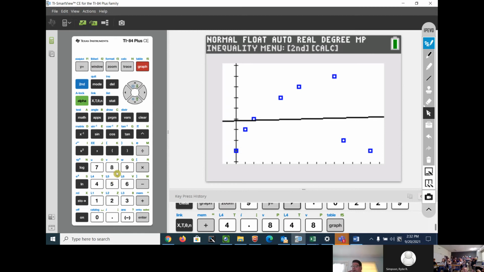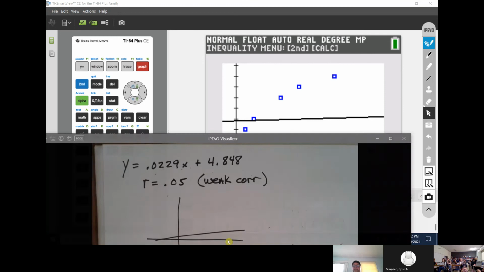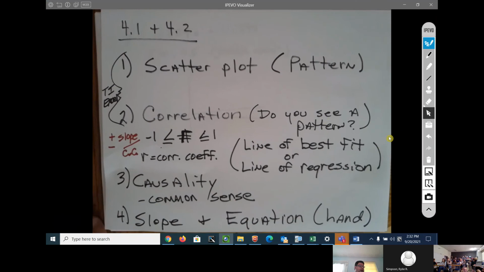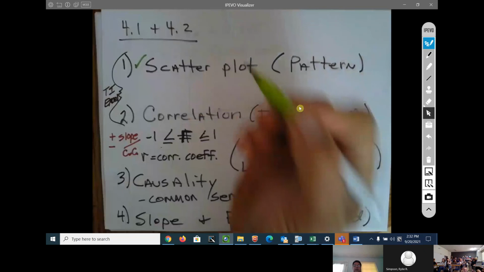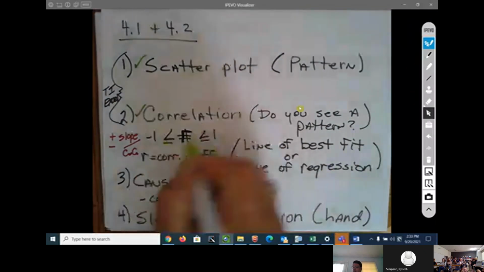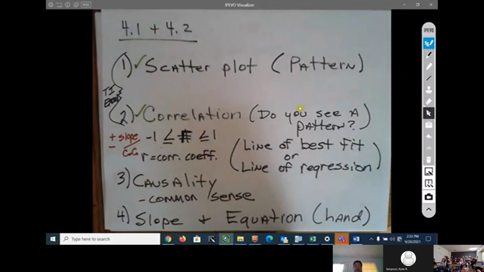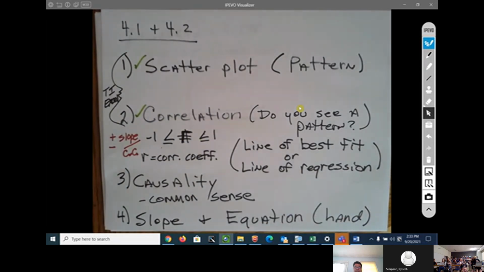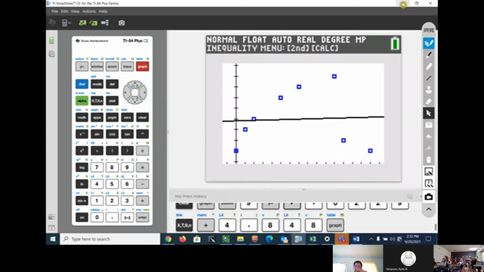So what we just went over: we went over scatter plot, and we went over correlation, and we'll go over this a little bit more. So let's go ahead and go to the book now and see what they've got on it, because I don't want to go into causality yet. So let's go to the book.